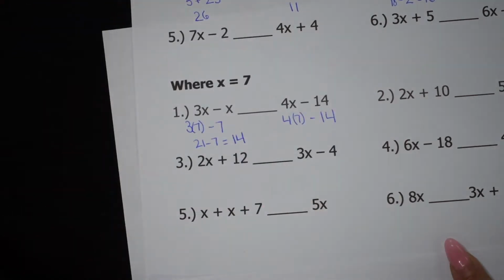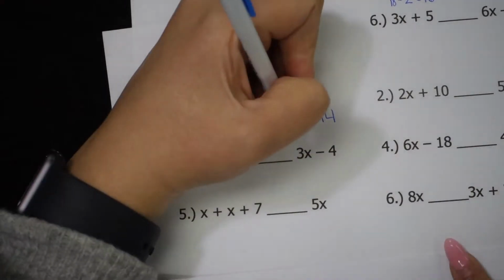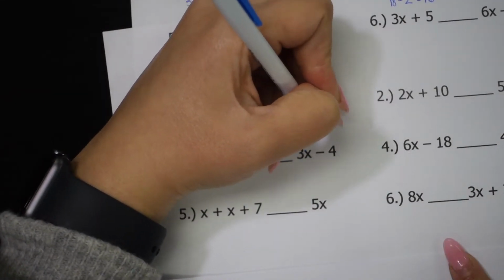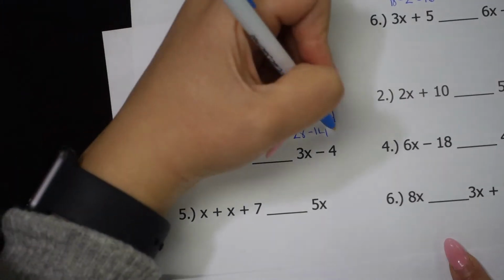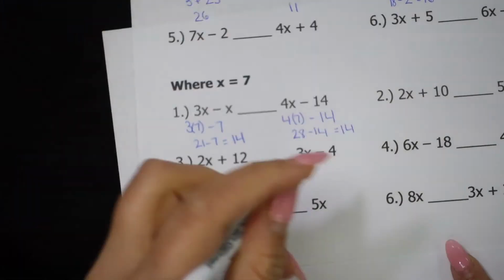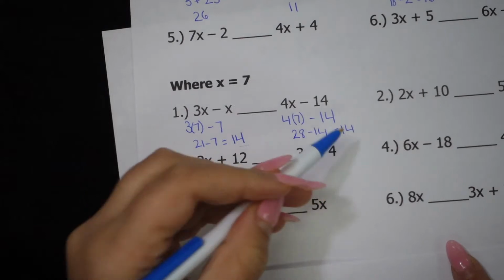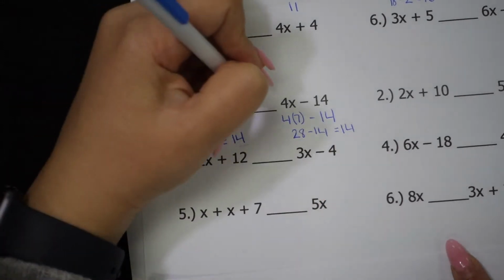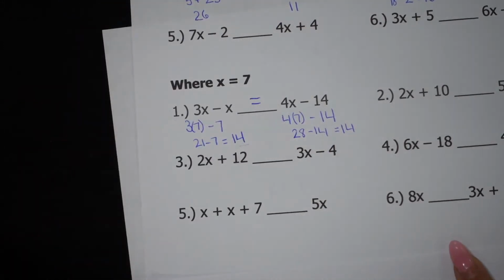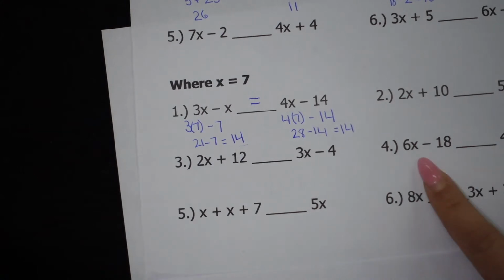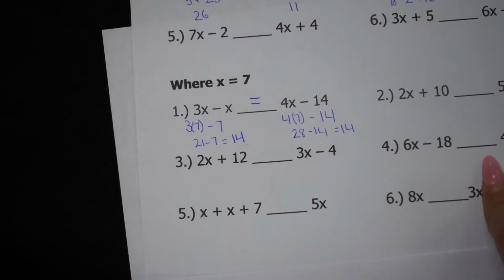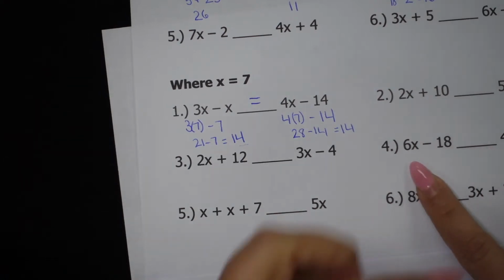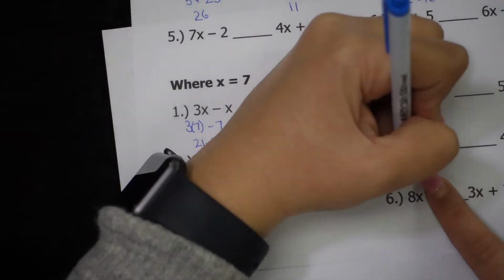And then over here, we have 4 times 7 was 28. So this is going to be 28 minus 14. What does that equal? Equals 14. So which value is greater, 14 or 14? They're equal to each other, so you just do an equal sign. How about over here, 6 times x minus 18? What relationship is that with this equation? 4x minus 4. Do the same thing, plug in 7 for x.